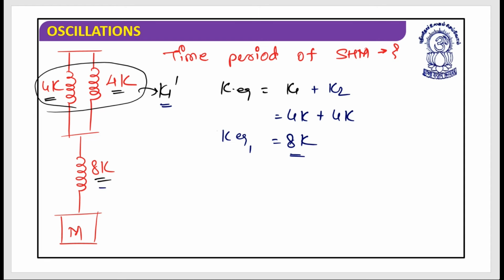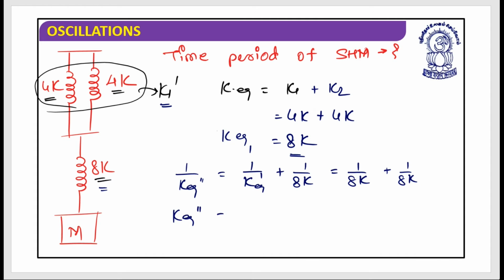Now this 8k and this 8k are in series combination, so 1 by k equivalent double dash equals 1 by k equivalent dash plus 1 by 8k. So this is equal to 1 by 8k plus 1 by 8k, which simply means 2 by 8k, and if I take the inverse of it, it is 8k by 2, which is equal to 4k. So k equivalent double dash is 4k.